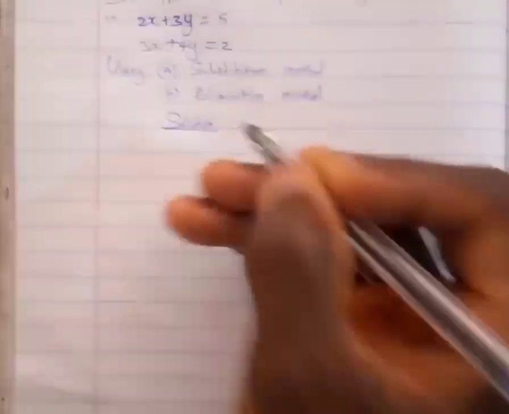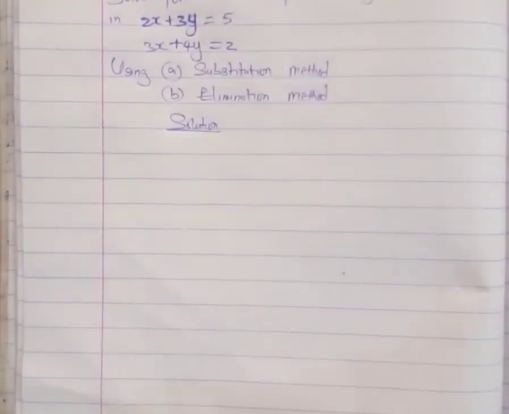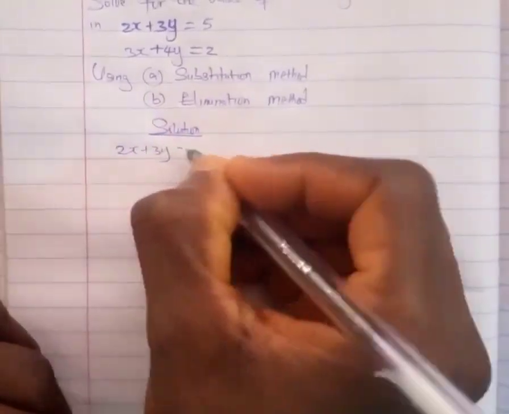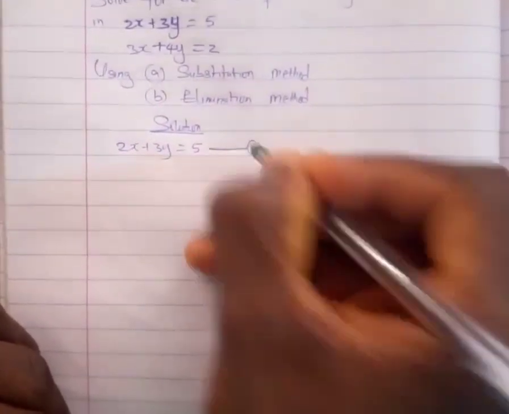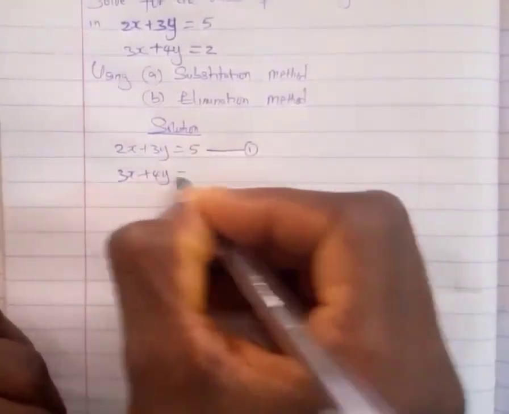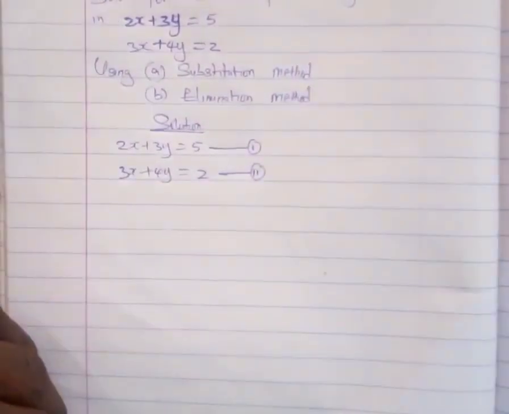Solution. Now, the basic principle in substitution method is for you to make one of the unknown variable the subject of formula, and substitute into the other equation to find the other unknown variable. What I'm saying is this: let us rewrite the equation 2x plus 3y is equal to 5. Let's call this equation 1. And the other equation 3x plus 4y is equal to 2. Let's call this equation 2.